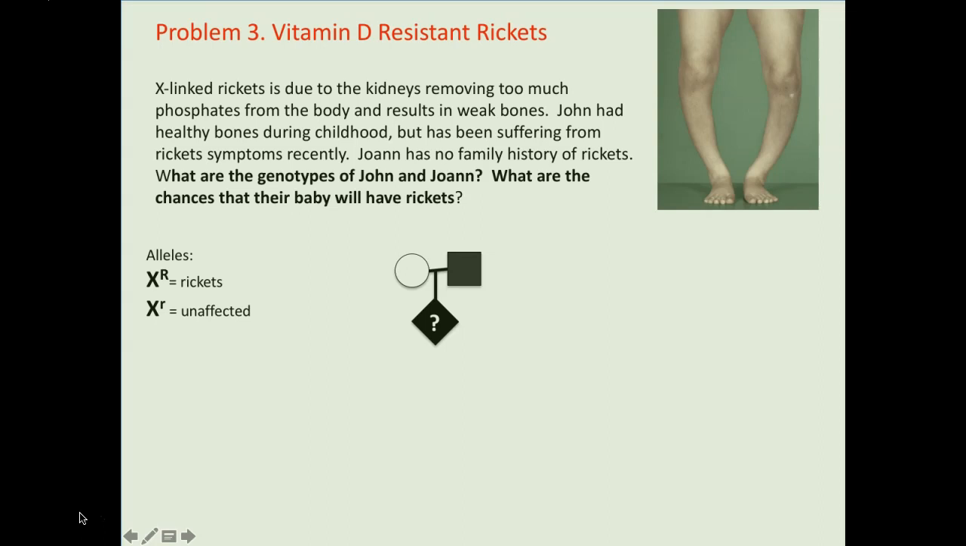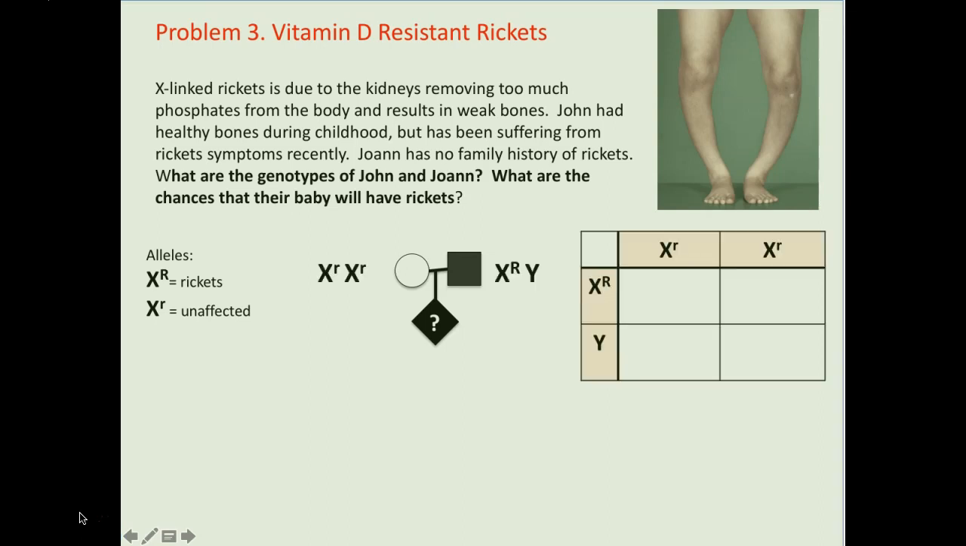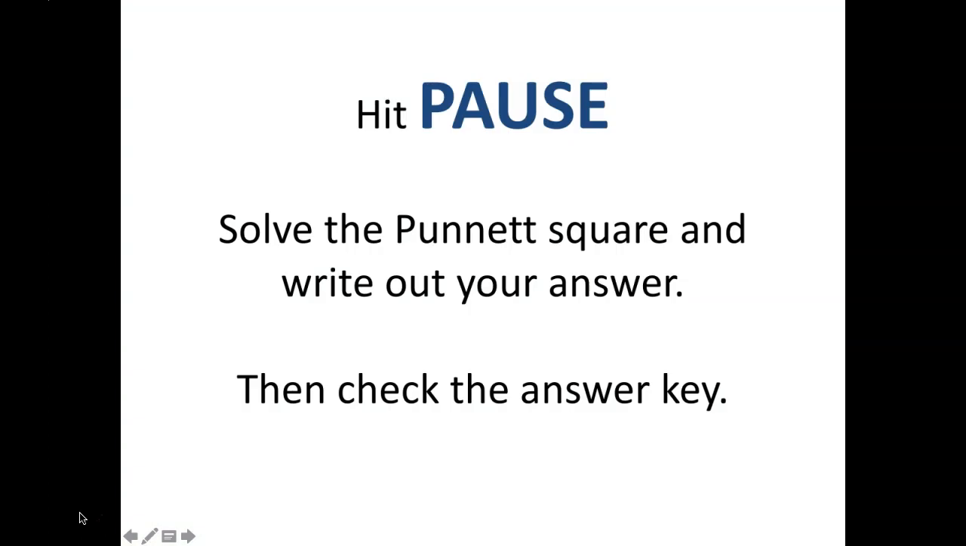Write down the alleles, draw the pedigree if that helps you, and then figure out the Punnett square. So hopefully you wrote this out, and then you're going to do the Punnett square. Again, pause and try to figure out the answer before you get to the answer key.